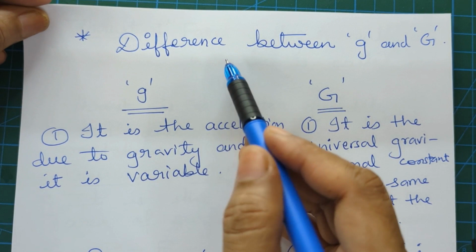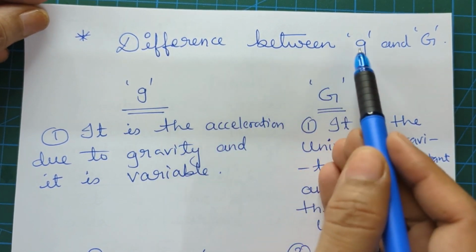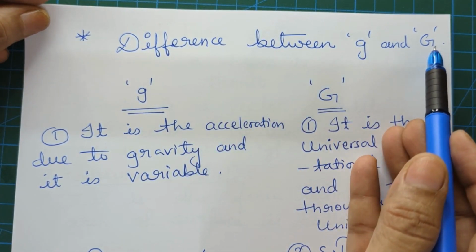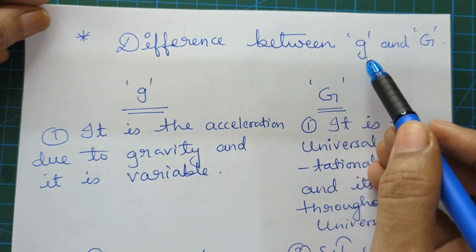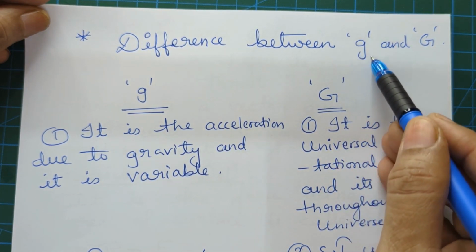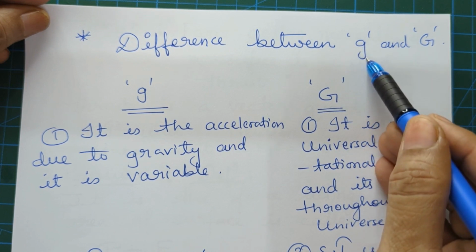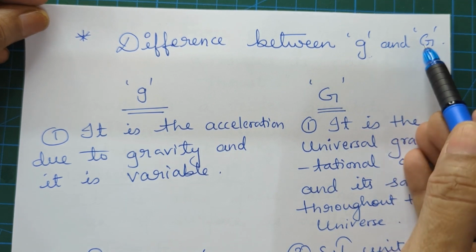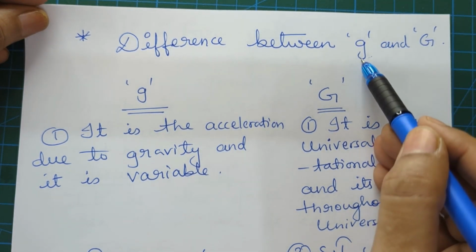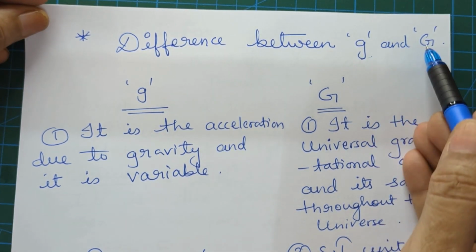Now coming to the theoretical part of the chapter, what is the difference between small letter g and capital letter G? It's not the English alphabet small letter g, capital letter G. It is the difference between the acceleration produced in any object on a particular planet due to the force of gravity of that planet, and a universal constant. Acceleration due to gravity and universal constant.